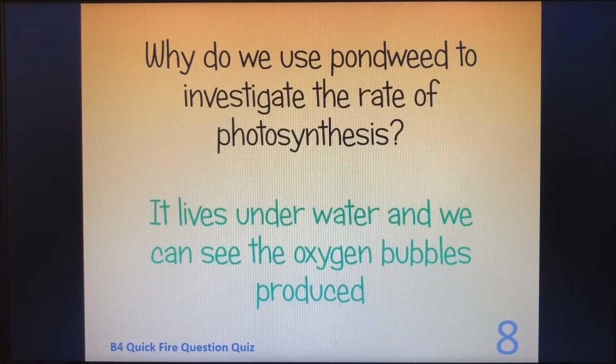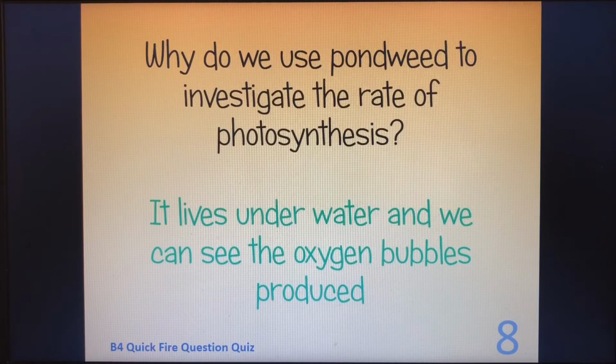And the answer is because it lives underwater and we can see those oxygen bubbles as they're being produced. So if you remember that animation or the model video, the simulator video there, we could see those bubbles, we can count those bubbles as they come off the pondweed because it's under the water.